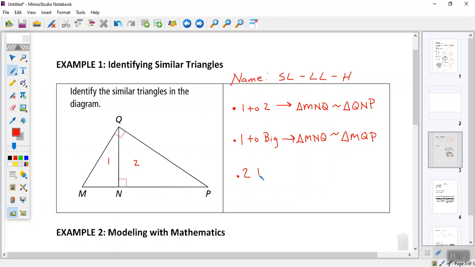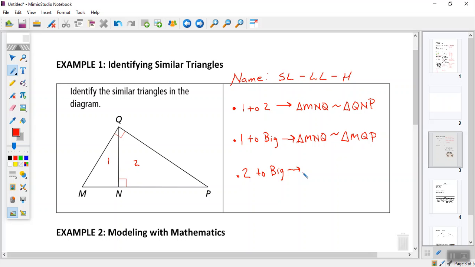We have to compare triangle 2 to the big one as well, when we name what's similar. Again, similar means same shape, but what? Different size. All right, who wants to take a shot at comparing 2 to the big one? Going short leg, long leg, hypotenuse. What do you think, Logan? Q to N to P. Q and P, so short leg, long leg, yep, hypotenuse.